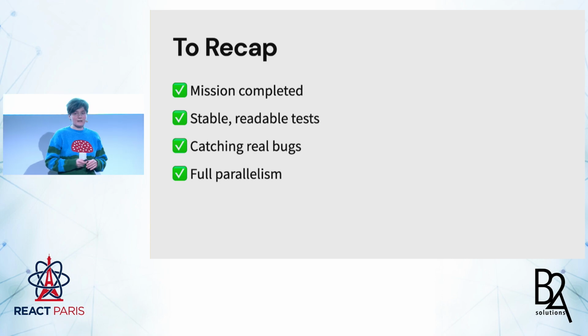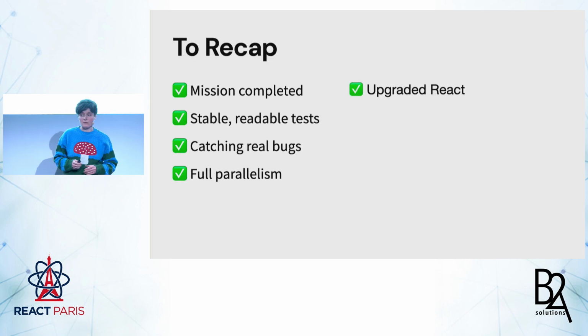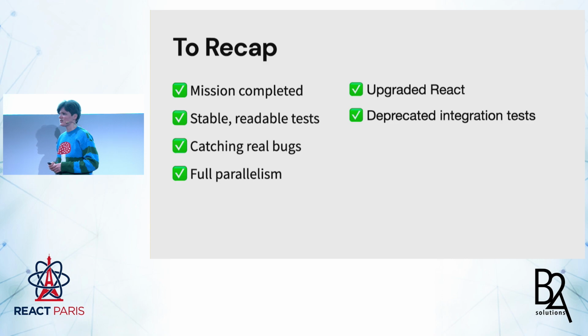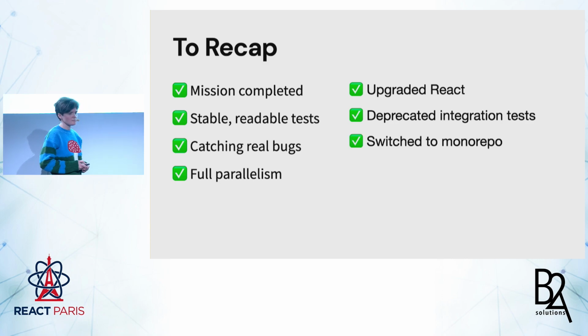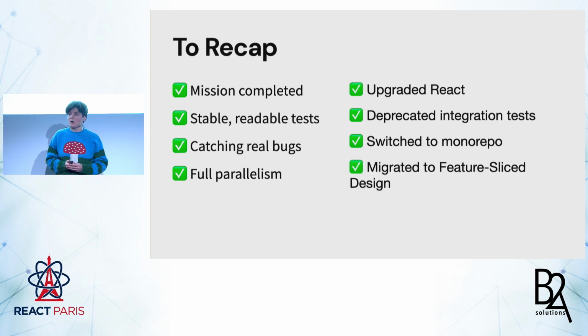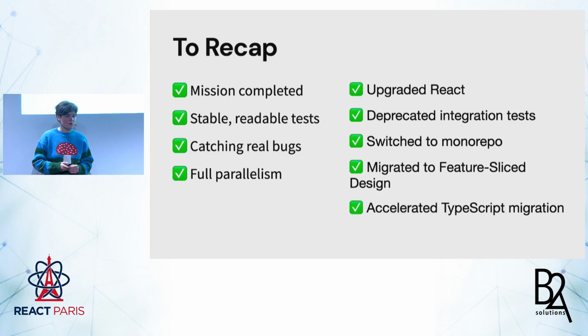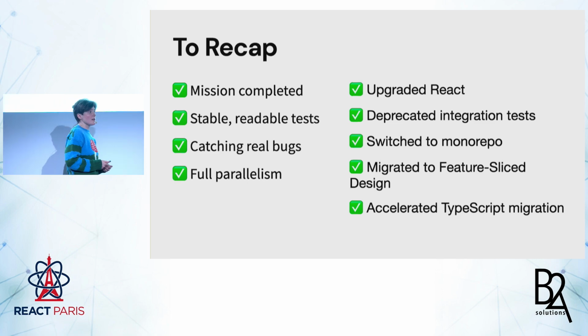Today, 1 year later, we have React and other major libraries upgraded. We deprecated the outdated integration tests that used those old mocks that nobody knew how to maintain. The team switched to monorepo to improve developer experience. We migrated to feature-sliced design to align better with our business domain and also to start breaking down our code into smaller testable units. All that accelerated TypeScript migration. And it helped us develop new features faster.